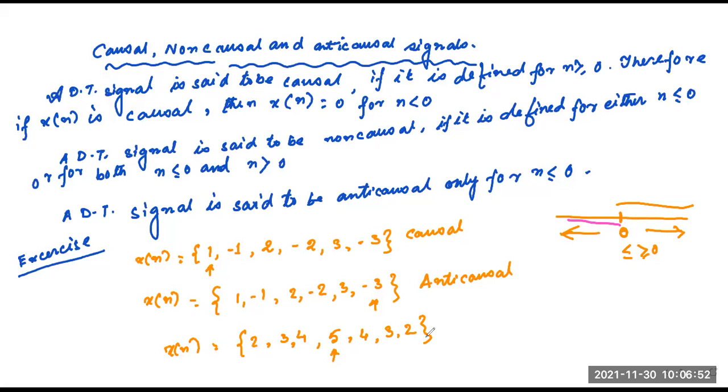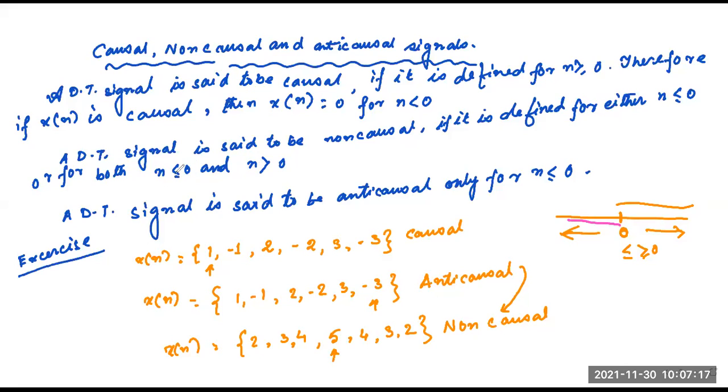Anybody? Causal, sir. Non-causal. Non-causal, because this is the 0th position. So it is less than 0, and this is greater than 0 also. So it is a non-causal signal. This can also be told as non-causal, but specifically, we can write this as anti-causal.